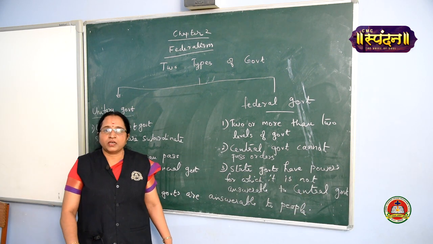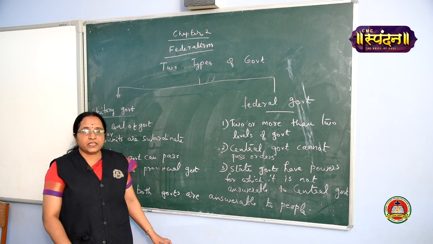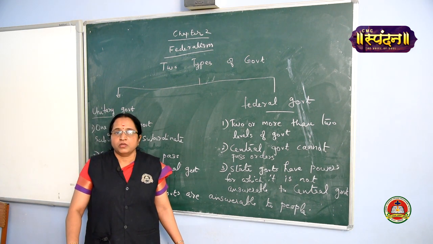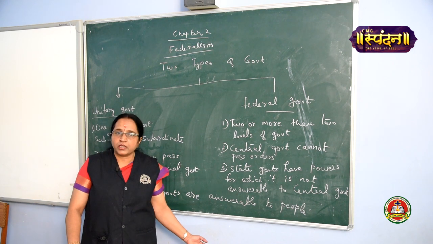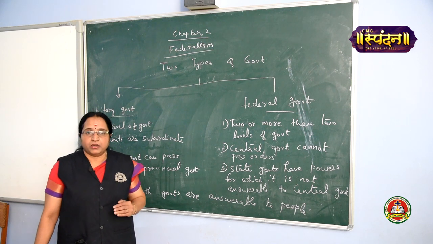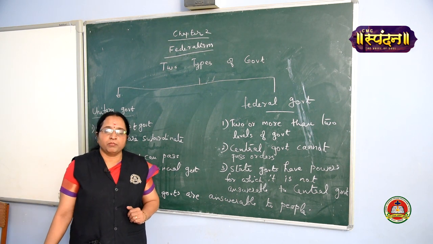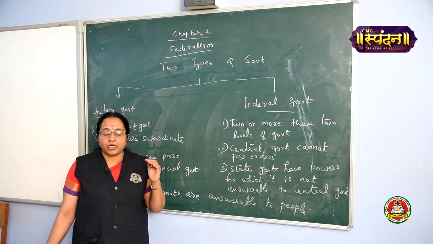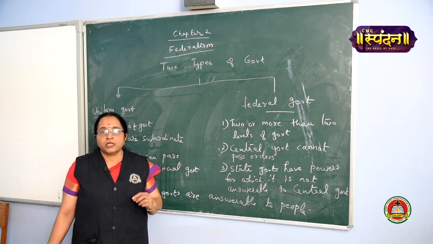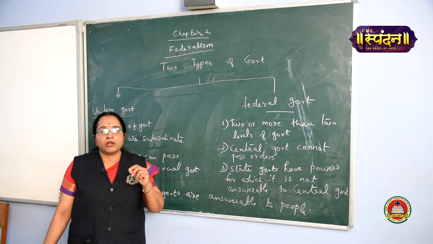Today I am going to teach you the topic Federalism, the second chapter of our Civics text. Last chapter we learned about the vertical power sharing method. What do you understand by the vertical power sharing method? Vertical power sharing means the sharing of powers between different levels of government. Different levels of government means central government, state government and local government.